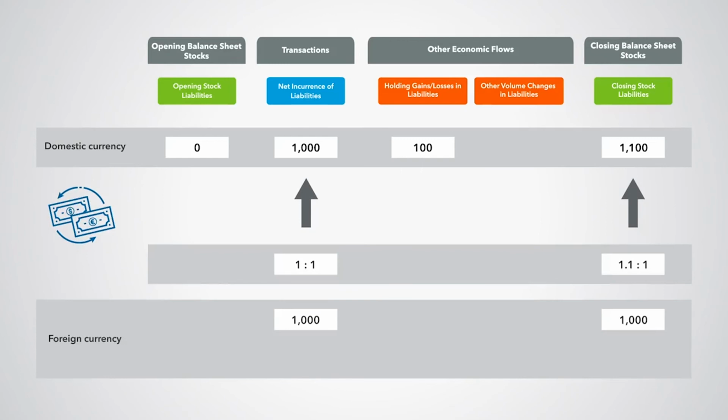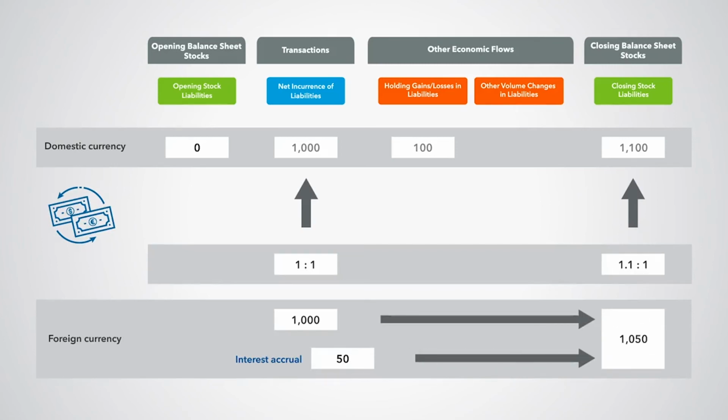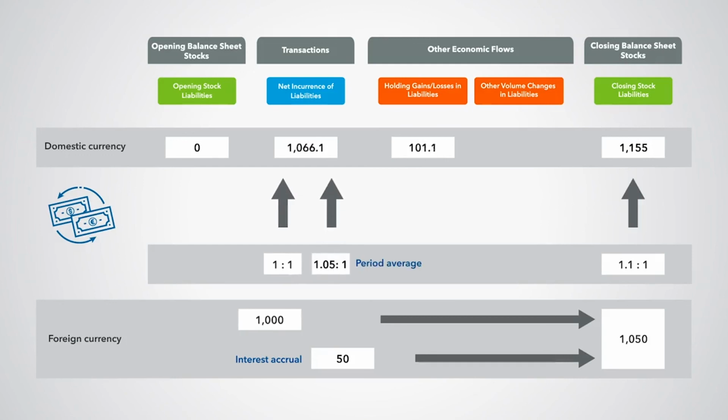Parenthetically, if the instrument had accrued interest of, say, 50 rupees by the end of the period, then the total rupee value would have been 1,050 rupees, which converted to Arctic cubes would be 1,155 cubes. 1,050 times 1.1 equals 1,155. This would be the value recorded in the closing balance sheet. Note, the holding loss has increased due to the impact of the exchange rate on the accrued interest.